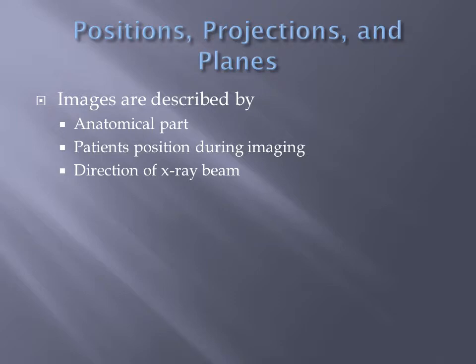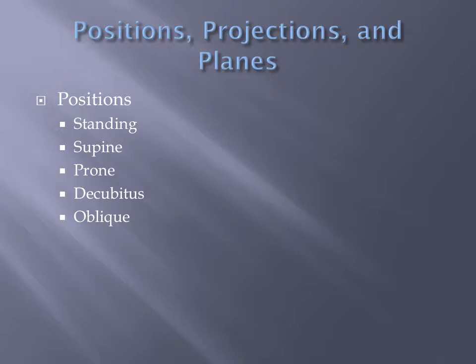Positions, projections, and planes. Images are described by anatomical part, the patient's position during the imaging, and the direction of an X-ray beam. We have several different positions that we use for radiology. We have our standing. We have supine, which is lying on the back side. Prone, lying stomach side down. Decubitus, which is lying on the side, and oblique, lying between standard positions.